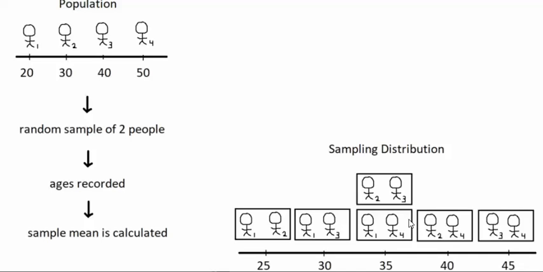So we have 6 possible samples, which are basically just the 6 possible combinations of 2 people. And each possible sample, each combination, has its own mean, its own average. And when we plot the possible samples above their sample means, we get something called the sampling distribution. This diagram right here is the sampling distribution for this random sampling situation. It's the distribution of possible samples for this random sampling situation in which two people are being randomly selected from this population, the ages are being recorded, and the mean is being calculated.